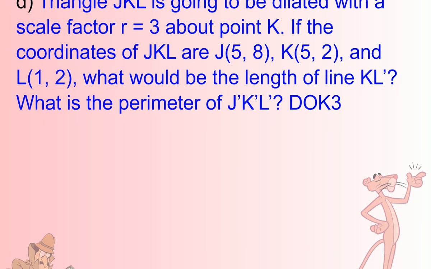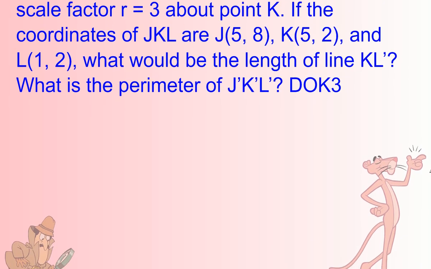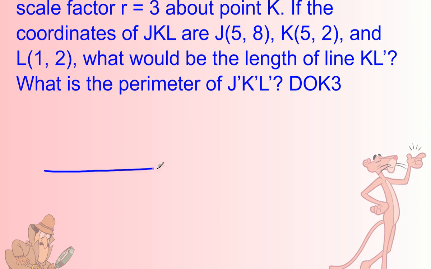Alright, so first thing I'm going to do is make a sketch. J is at 5, 8. Actually, all the numbers are positive. Cool. So 2, 4, 5, 8 is like here. That was J. K is at 5, 2.